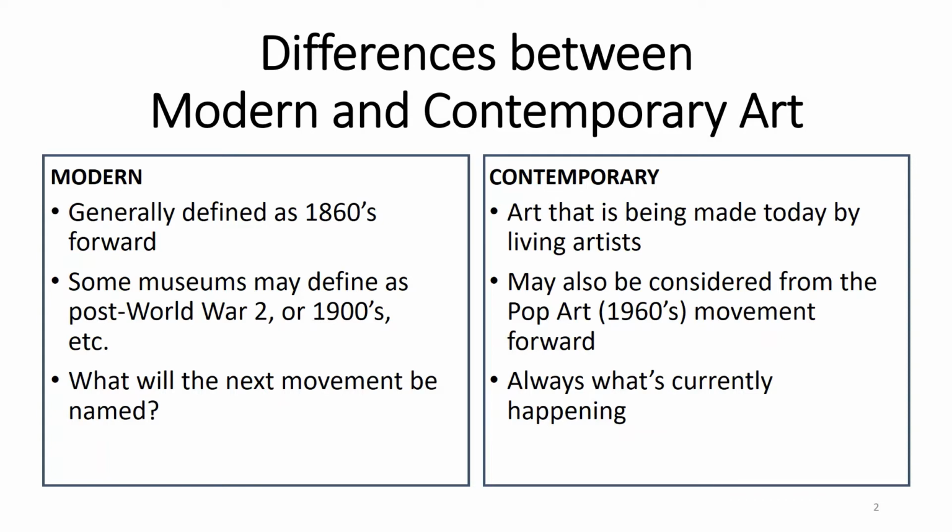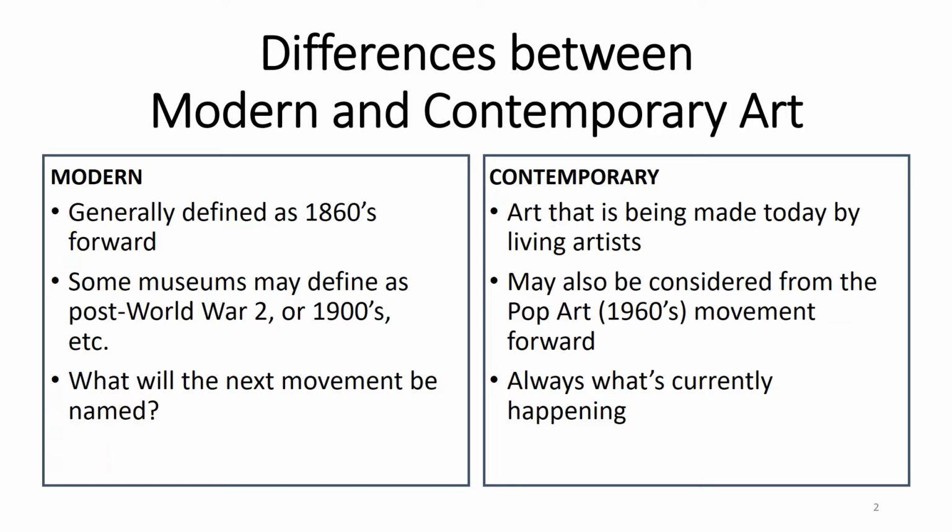So what do I mean by that? Modern means art that is generally defined as from the 1860s forward. It's kind of a sweeping ism, if you want to consider it that way. When I was being trained as a docent at the Modern in Fort Worth, I was trained that modern art was post-World War II forward. So that's a much more narrow definition than this one of 1860s forward. I mean, 1860s forward covers about 150 years of art. That's a lot of art. So the term modern can be a very broad definition.